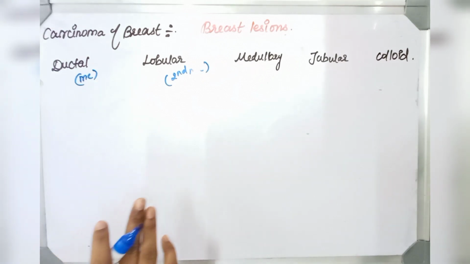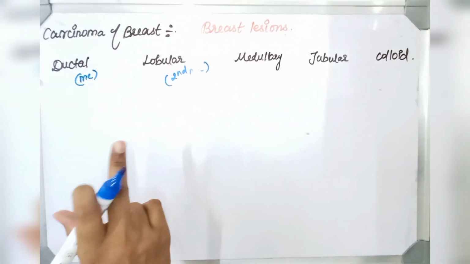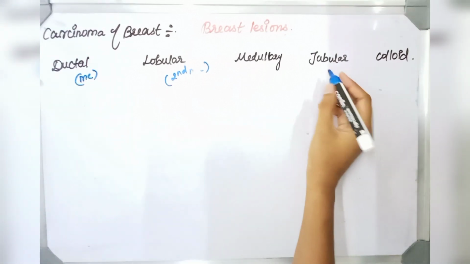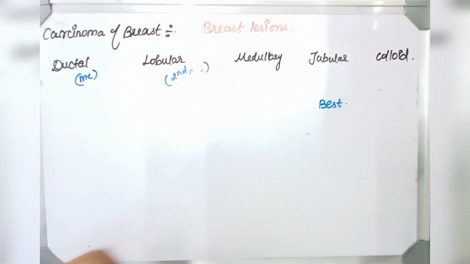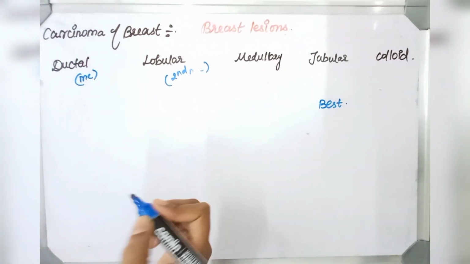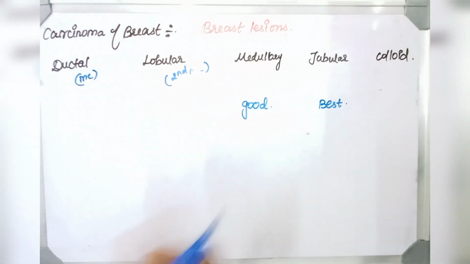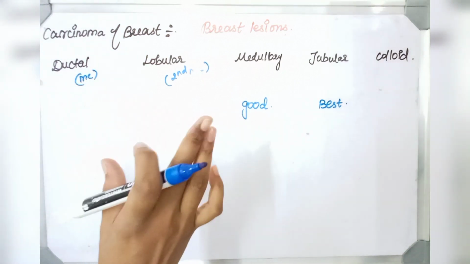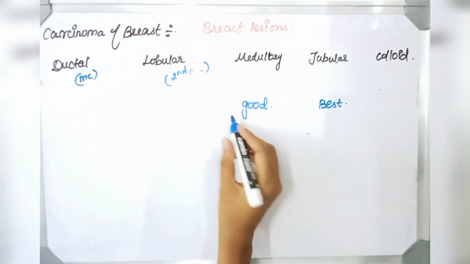So prognosis is all about this. First, the best prognosis is found in tubular. This has the best prognosis. And the good prognosis is medullary. Even though the medullary carcinoma of the breast has pleomorphism, it shows a good prognosis.